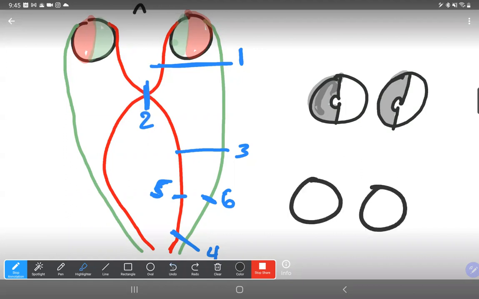But what if they lesioned here at 2? She's going to lose sight from the nasal part of the eye, so it's going to be monocular hemianopsia. Is the loss going to be from the nasal field or the temporal field?